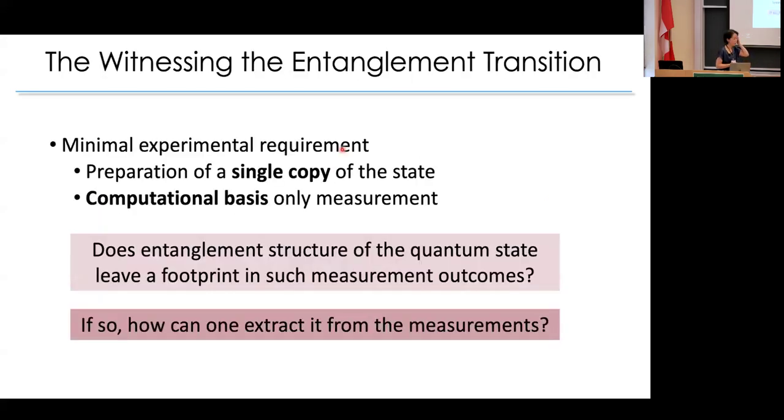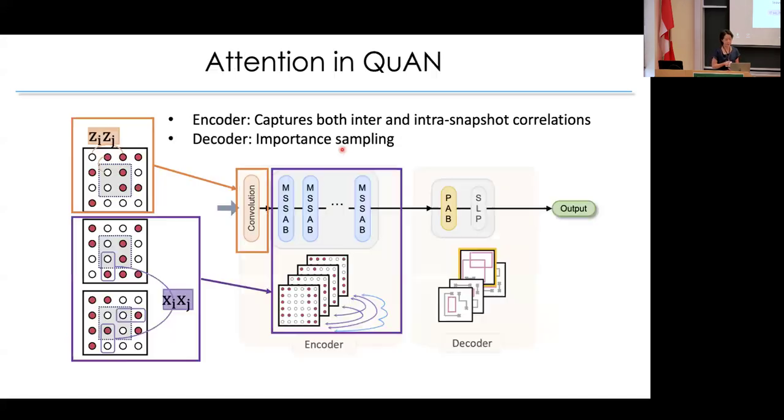And what we wanted to do was something that is easy for those who are doing the measurement. We didn't want to ask people to produce 2 copies, like for instance for Rennie, and we wanted just a computational basis measurement. We wanted to see what we can do with what is most accessible.